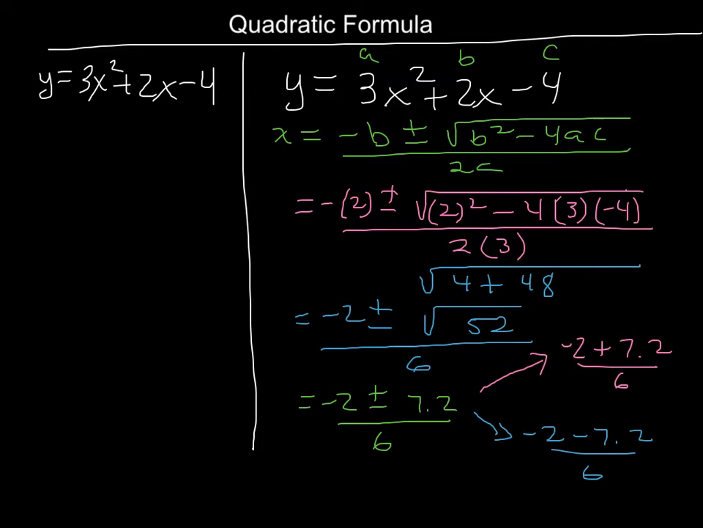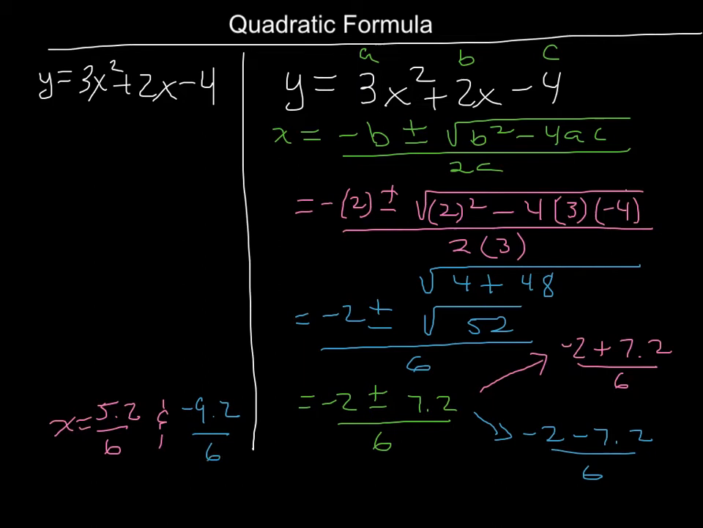So negative 2 plus 7.2 gives me 5.2 over 6. So one of my x will be equal to 5.2 over 6, and then you can divide that out, that's fine. And the other one is going to be negative 9.2 over 6. And then again, divide those out, whatever those decimals would be.